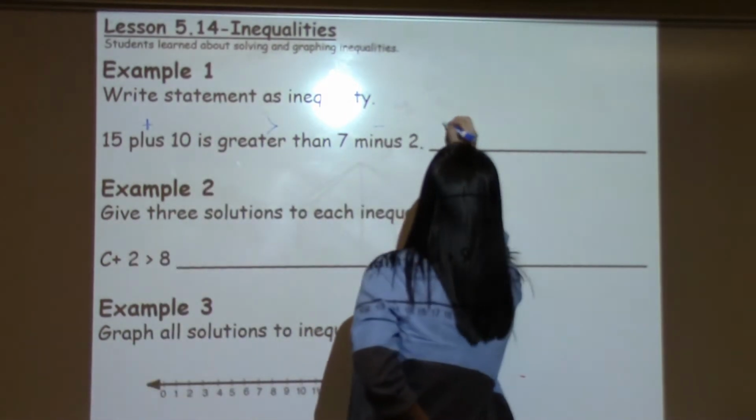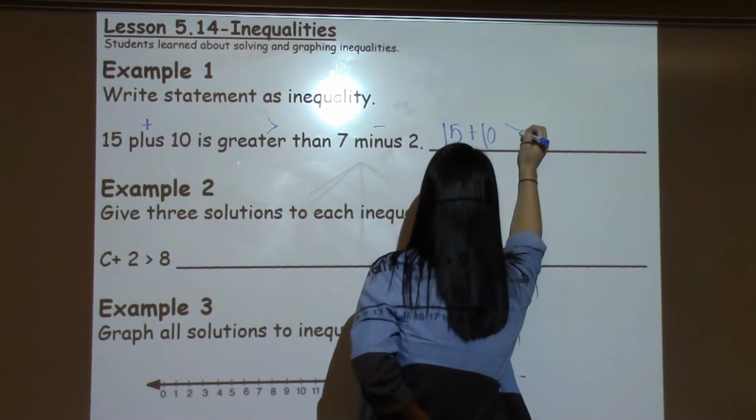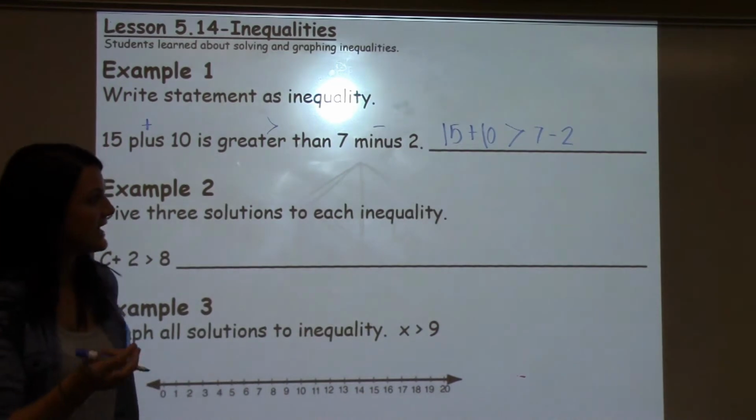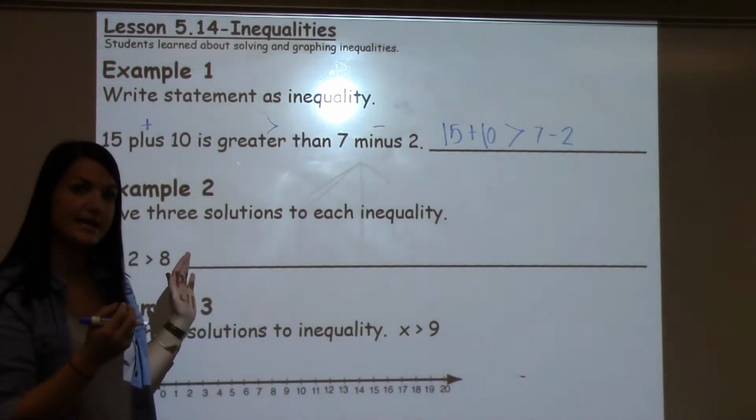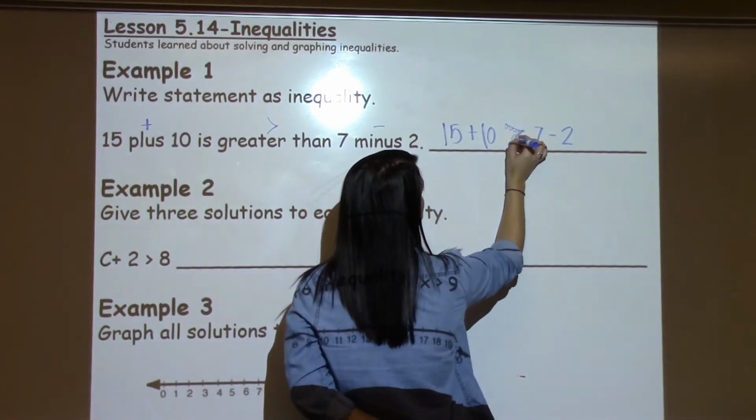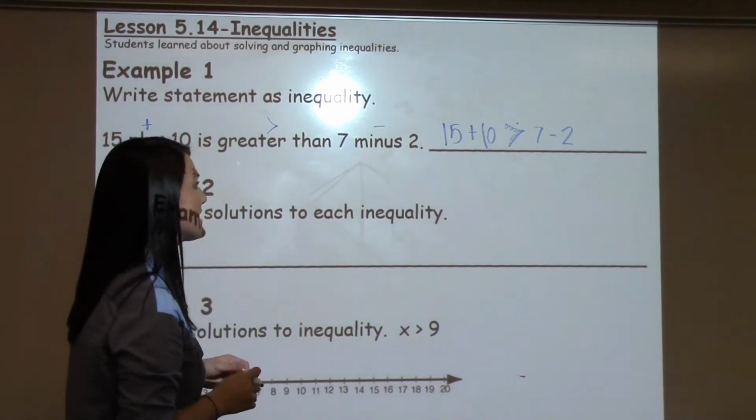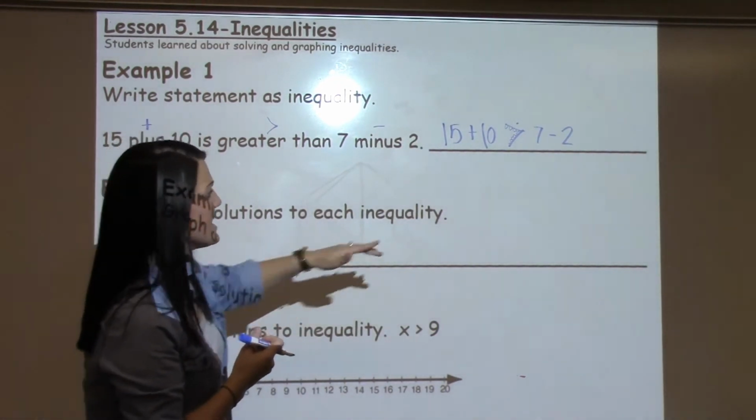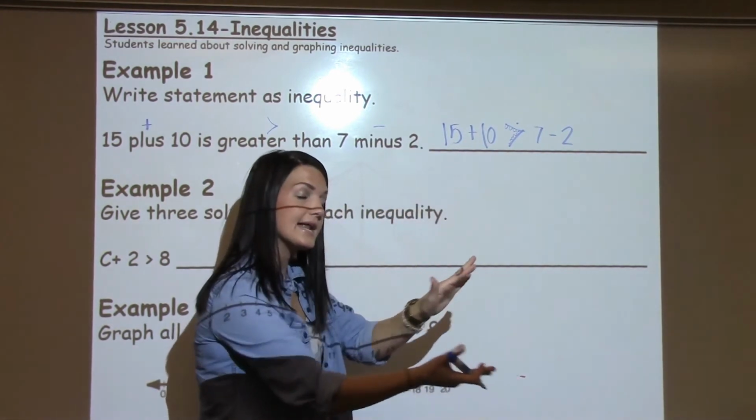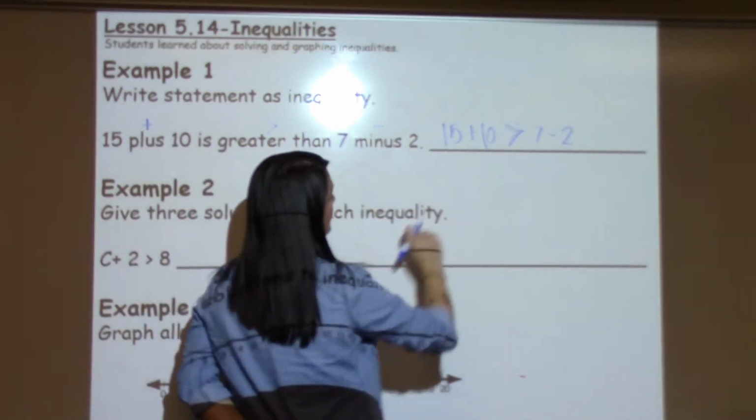So now I'm going to write it down. 15 plus 10 is greater than 7 minus 2. Now, the greater than sign is facing towards the 15 plus 10 to show, and they learned a long time ago that they could think about this as a little monster and the mouth is chomping the bigger number. They still like to think about it that way. But that's exactly what it shows. Whatever this symbol is open towards is the larger number. So that shows that 15 plus 10 is greater than 7 minus 2.